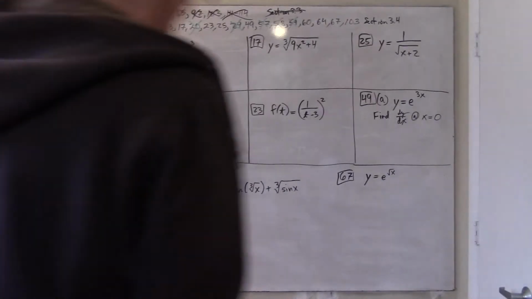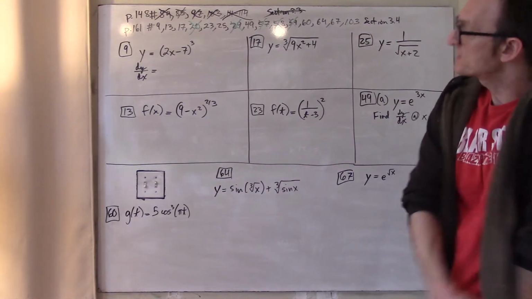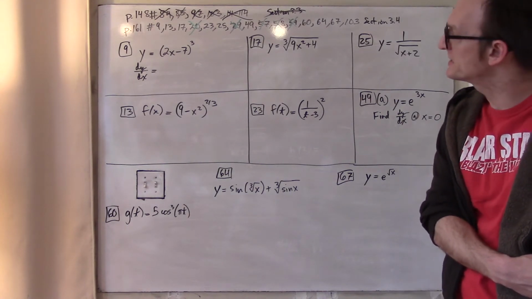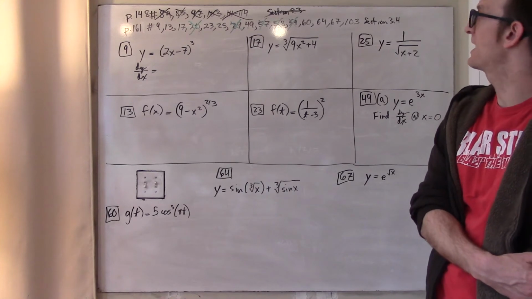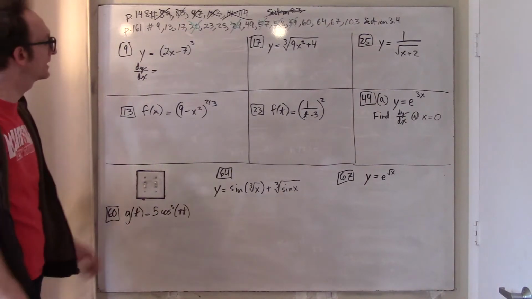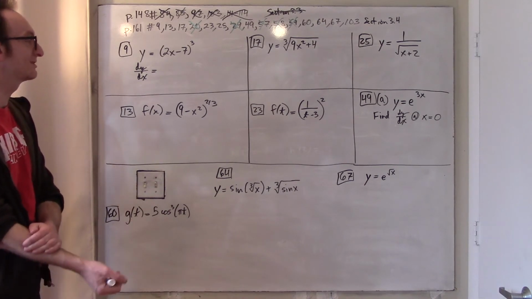Okay, we're back to do the rest of this homework. This was the first homework on the chain rule. Therefore, all these problems were pretty easy. I don't really have much to say, and we did some of them in class already. So let's go. Number 9 gives you this function, 2x minus 7 cubed.